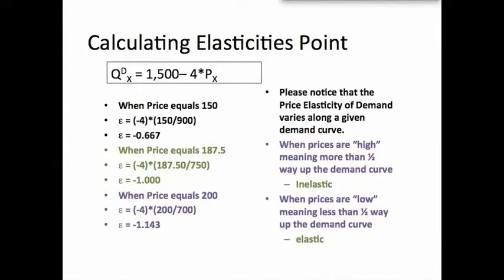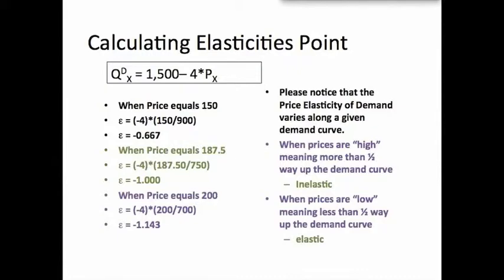If we want to see another example, suppose we have the demand function for a random good called good X, and that demand function is equal to 1,500 minus 4 times the price of X. Again, just quickly, what happens when the price is equal to 150? Well, when the price is equal to 150, we see that the elasticity is negative 0.667. What happens when the price is equal to 187.5? Well, there we see that the demand is unit elastic, as the elasticity is equal to negative 1.000. What happens when the price is equal to 200? Well, there we see that the elasticity is equal to negative 1.143.